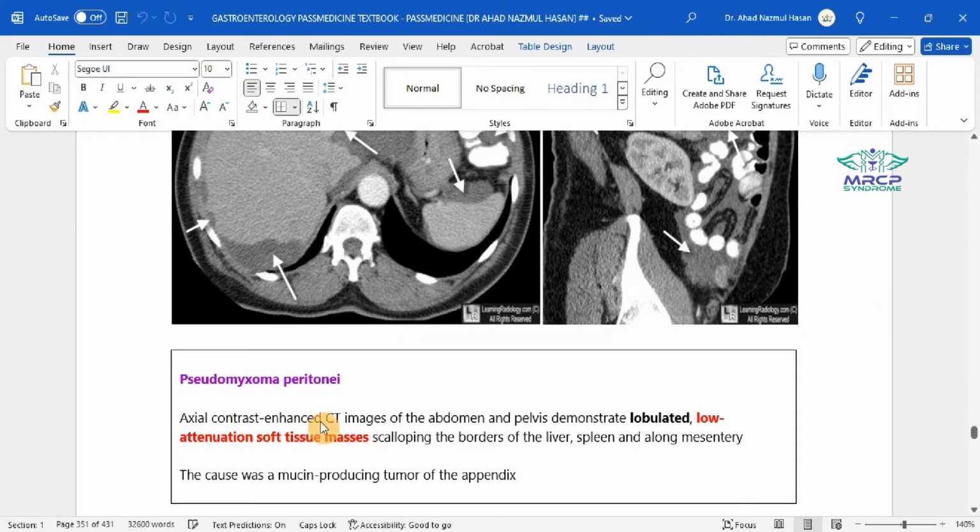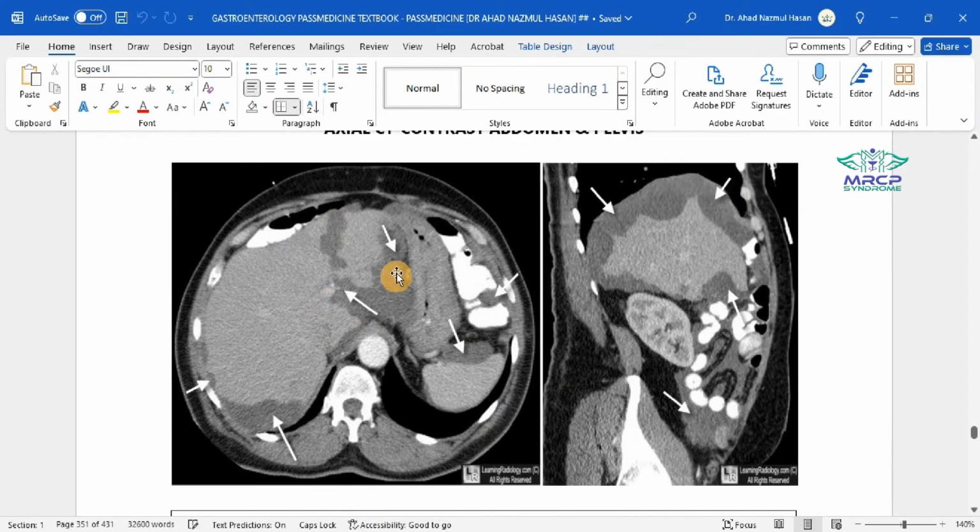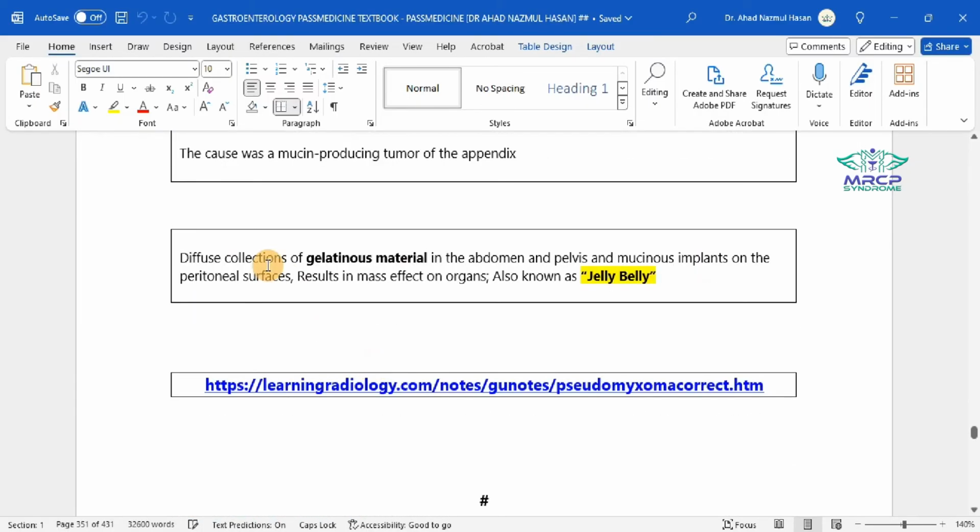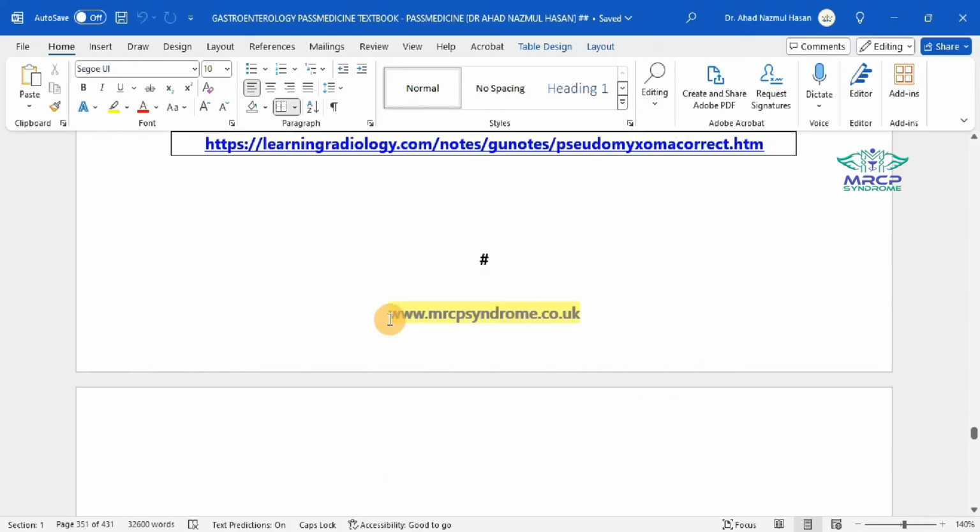So the axial contrast CT image of the abdomen and pelvis demonstrates lobulated low attenuation soft tissue masses scalloping the borders of the liver, spleen, and along the mesentery. They will be lobulated and cause extrinsic compression, especially of the liver, pancreas, and the intestine. Diffuse collection of gelatinous material in the abdomen and pelvis, and mucinous implants on the peritoneal surface, result in a mass-like organ effect, also known as the jelly belly.